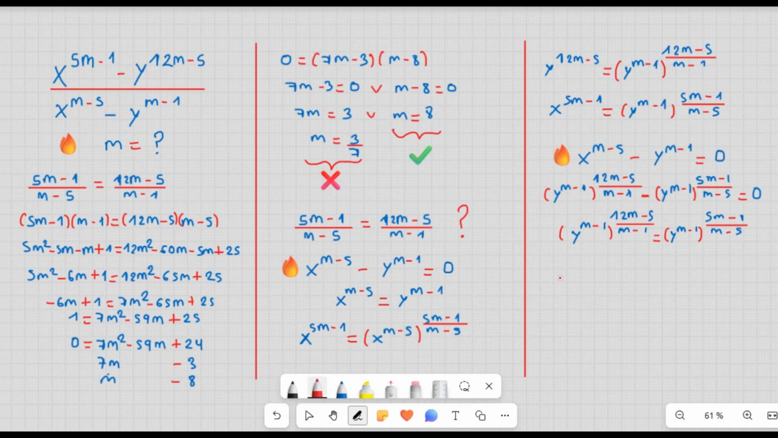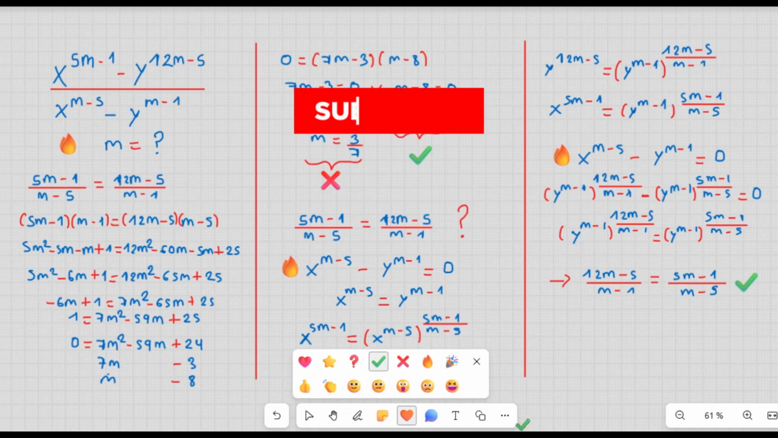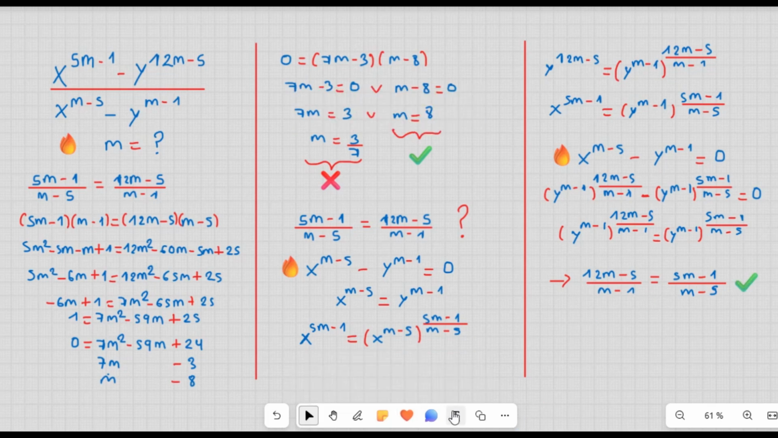By having the same base y on both sides of the equation, we conclude by simple logic that their exponents must be equal. And in this elegant and mathematical way, the origin of the formula we used at the beginning is proven.